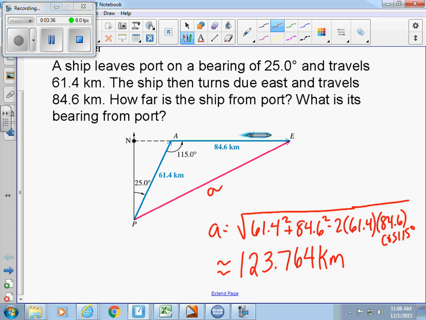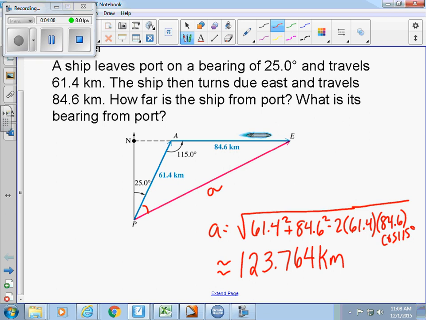I've asked what is the bearing from port, and again, we needed a little information on that. You may or may not have answered that question correctly, and that's okay because you didn't know what a bearing was. But it's the angle from due north to the east. So how can I find that? Find the other angle, right? So we want to find this angle and then add 25 degrees.